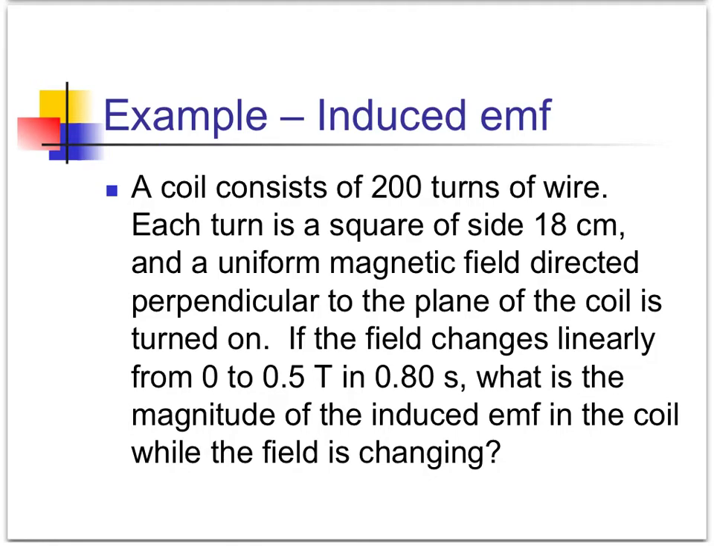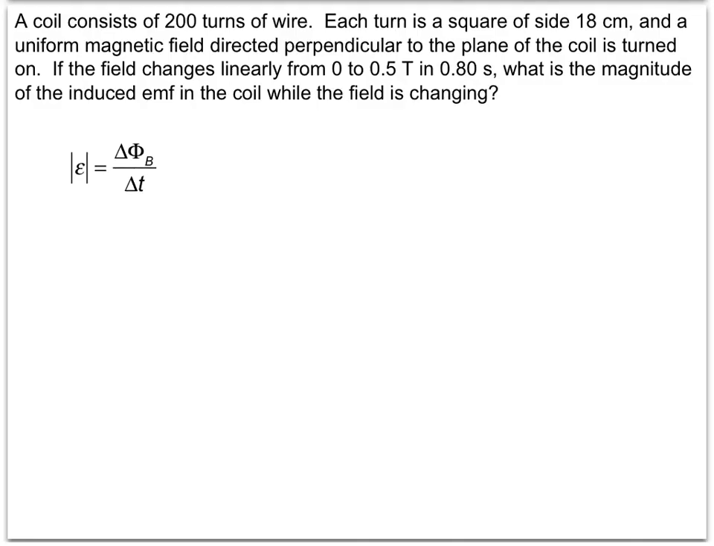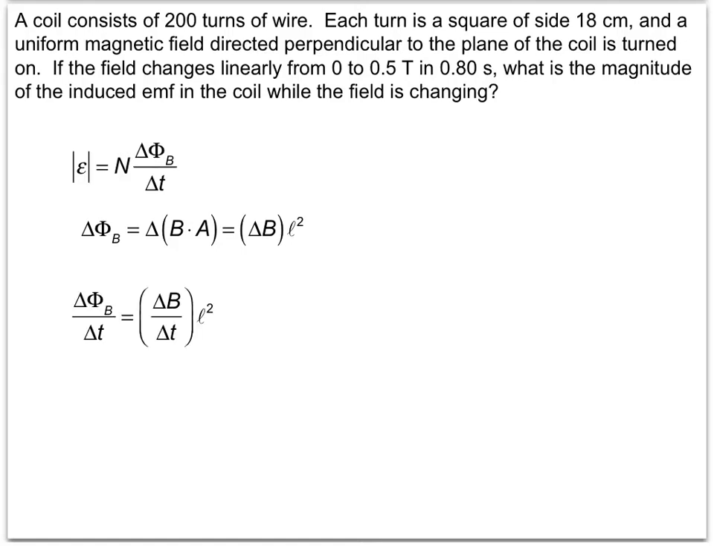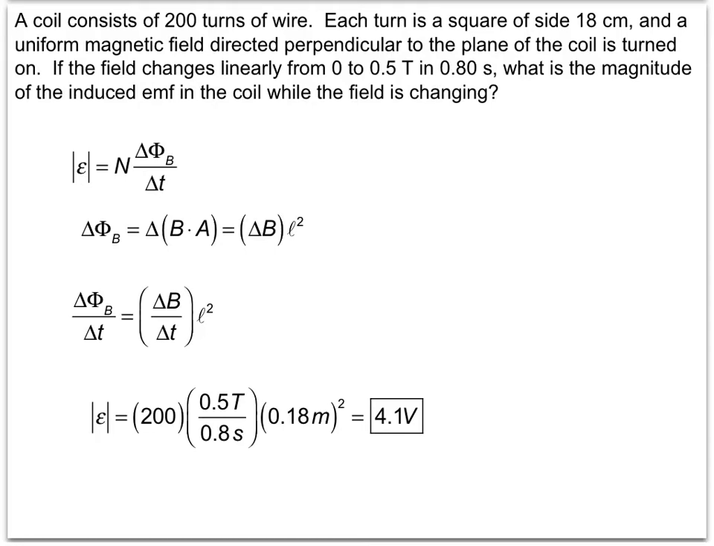So we'll start with Faraday's law. The magnitude of the EMF is just the change in flux with respect to time. In this case, we have several turns of wire, and so there'll be the same EMF in every turn, so the EMF over the whole coil is N times d flux dt. Now, the change in flux is just the change in B times A. Well, the area is constant, it's just L squared, so it's just the change in the magnetic field. So the change in flux with respect to time is just delta B over delta t times L squared. So the EMF then is going to be 200 turns times a change of 0.5 tesla in 0.8 seconds times 18 centimeters squared, and we get 4.1 volts.